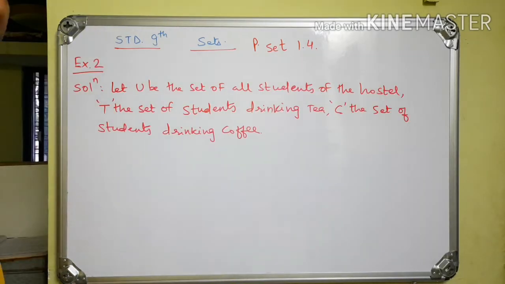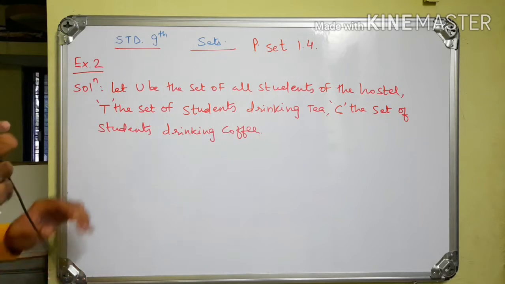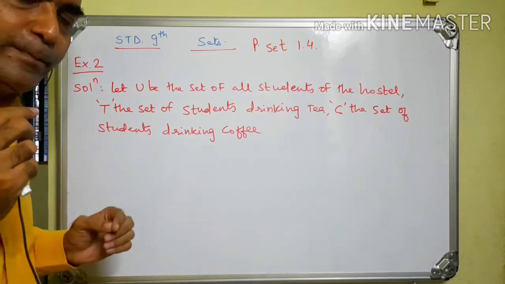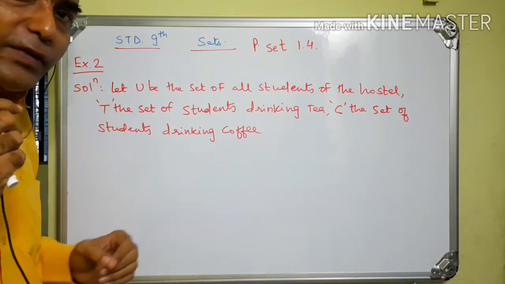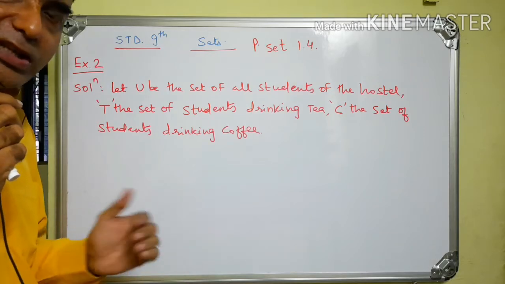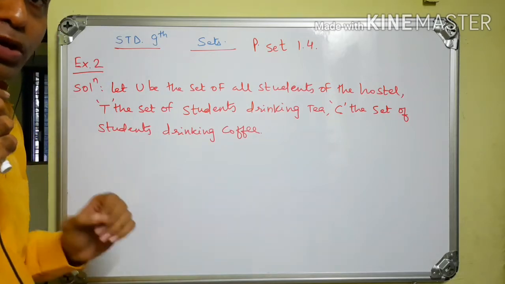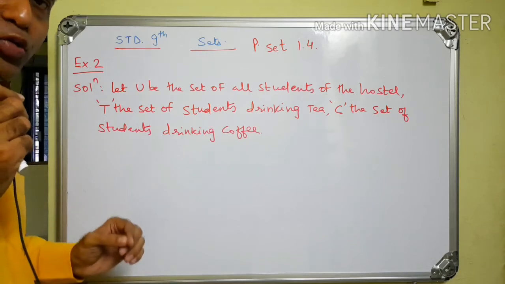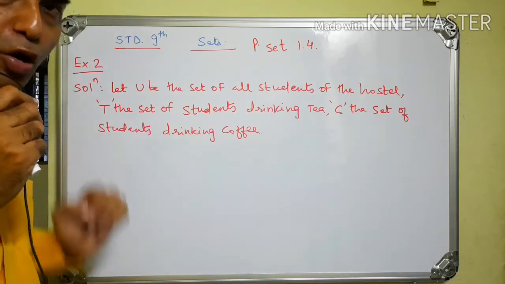Let's start the second example. In a hostel there are 125 students. Out of 125 students, 80 students drink tea, 60 students drink coffee, and there are 20 students who drink tea as well as coffee. They drink both beverages. So the question is, what is the number of students who do not drink tea or coffee?